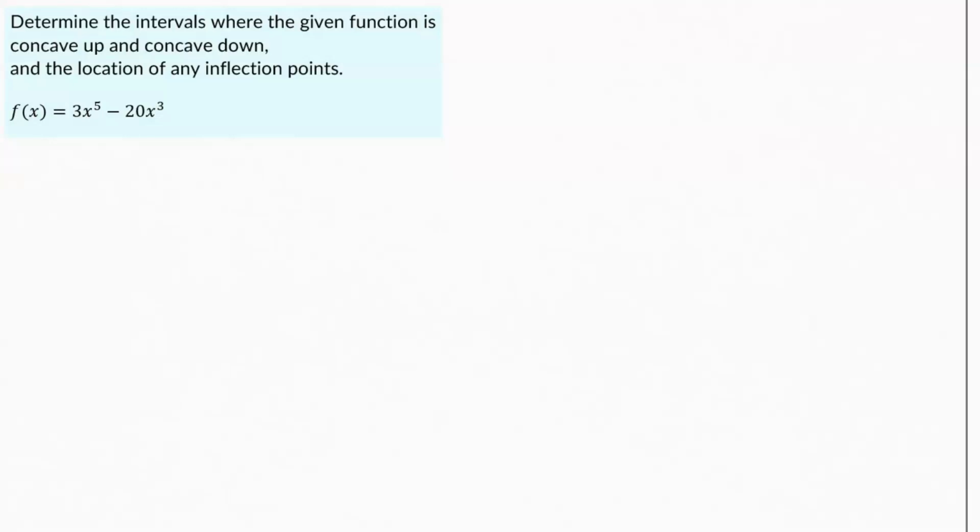This problem's asking us to determine the x intervals where the given function is concave up and concave down. So anytime I see the language concave up, concave down, anytime somebody wants me to find those intervals, bells and whistles have got to be going off that that is a second derivative test. And so that's exactly what you're going to do here. We're going to run a second derivative test.